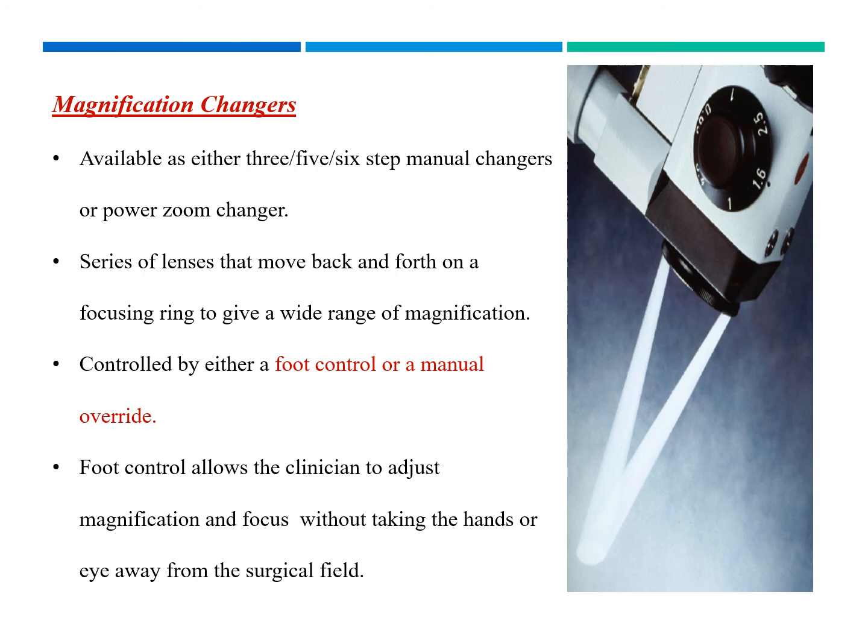The magnification changer, like I mentioned, in the case of a microscope, the magnification is not fixed and you can increase the magnification. It is available as 3, 5 or 6-step manual changers or power zoom changers, a series of lenses that move back and forth on a focusing ring to give a wide range of magnification. It is controlled either by a foot control or a manual override. Foot control allows the clinicians to adjust magnification and focus without taking the hand or eyes away from the surgical field. But what we have in our department is basically a manual control and is operated by the hand and not by a foot control.